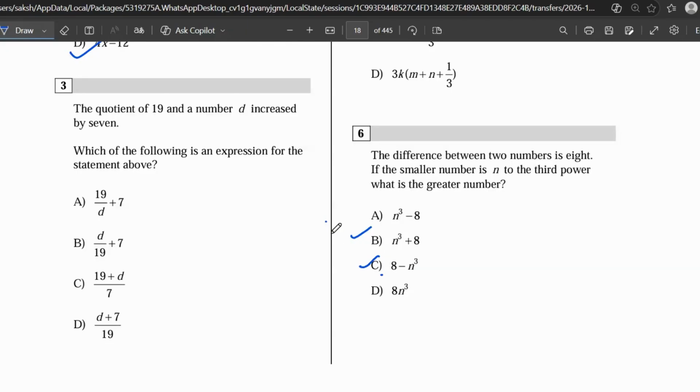Anyone else? B. C. Okay. B. C. Okay. Let me show you.